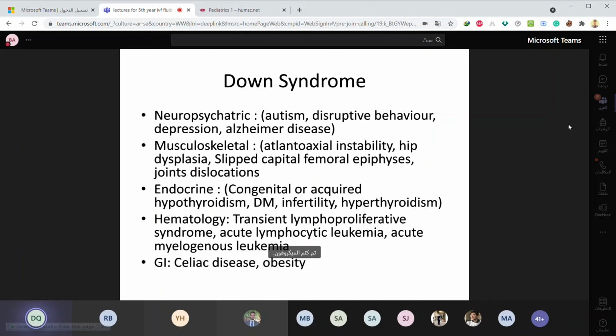So Down syndrome carries risk for other problems like neuropsychiatric problems, autism, disruptive behavior, depression, Alzheimer's disease at an early age; musculoskeletal problems, atlantoaxial instability, hip dysplasia, slipped capital femoral epiphysis, joint dislocation; congenital or acquired hypothyroidism, diabetes, infertility, hyperthyroidism, transient lymphoproliferative syndrome, acute lymphocytic leukemia, acute myelogenous leukemia, celiac disease, and risk of obesity.